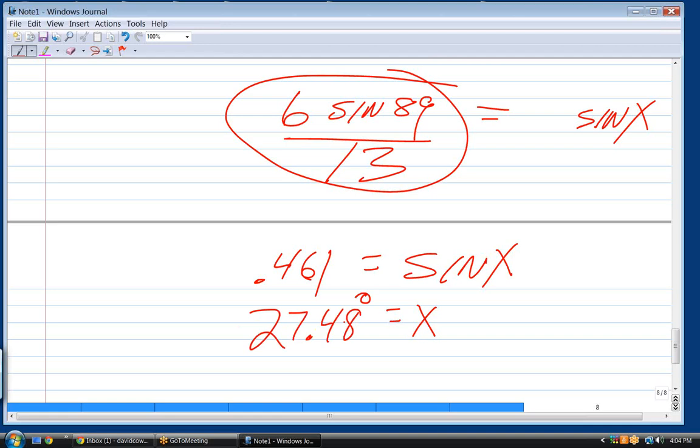Now here's where it's really important that you know what your calculator is in. Your calculator needs to be in degree mode, not radian mode. Okay. Have you had radians yet? Do you know what radians are? No. Okay. So your calculator may only have a degree mode on it.